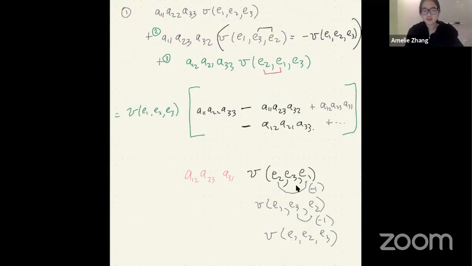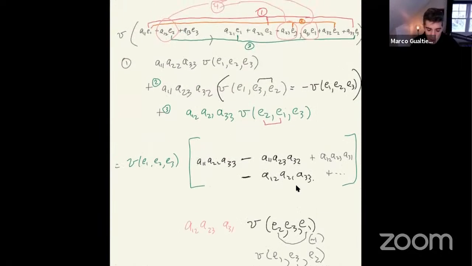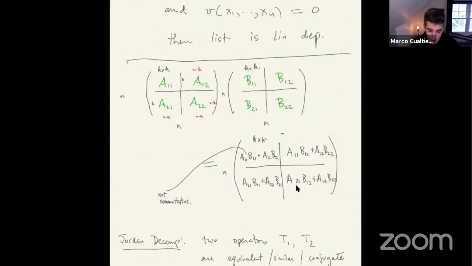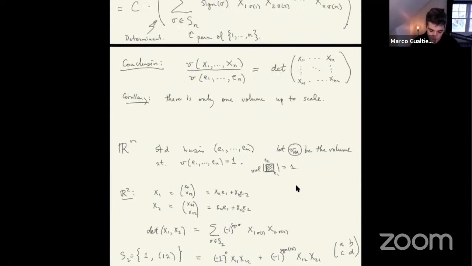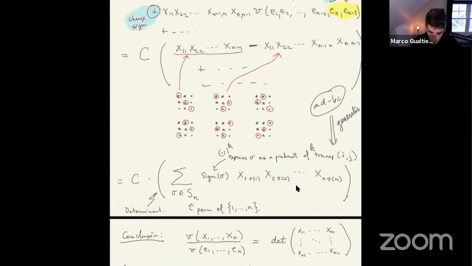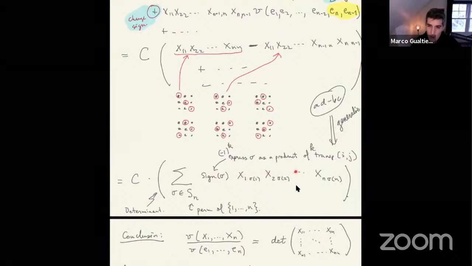You just basically use the properties and just expand it out. It's no big deal. That explains why the determinant has this funny formula, which involves the sign of the permutation and you sum over all possible permutations. It's just an explanation for why this sign is there.